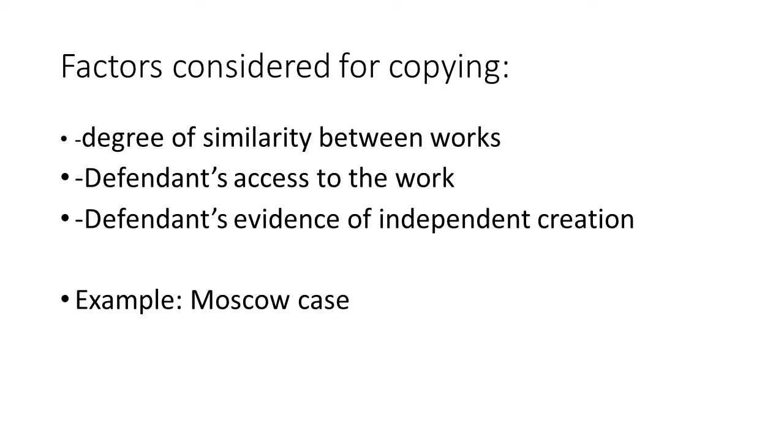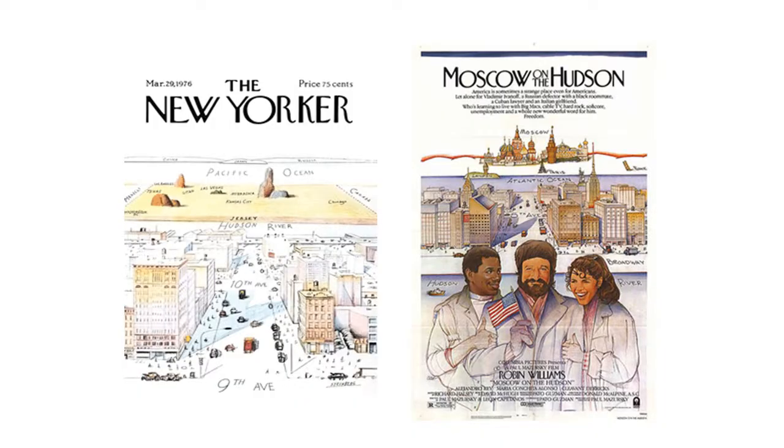So let's go back to the Moscow case. We talked about this when we were talking about the subject matter. This case is also in the book. It's a longer case, and I'm not going to go through it all, just give you the aspects of what happened. The parties concede the first element, that the plaintiff owns the copyright in the New Yorker picture. Nobody argues that. So most of the case deals with the second element, which is copying.